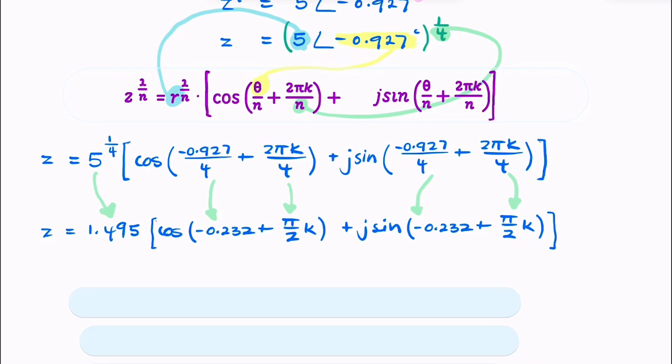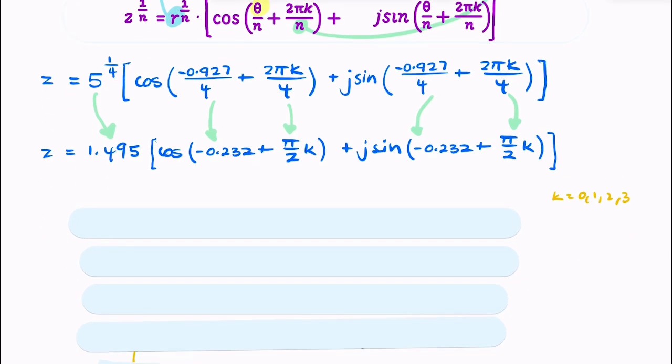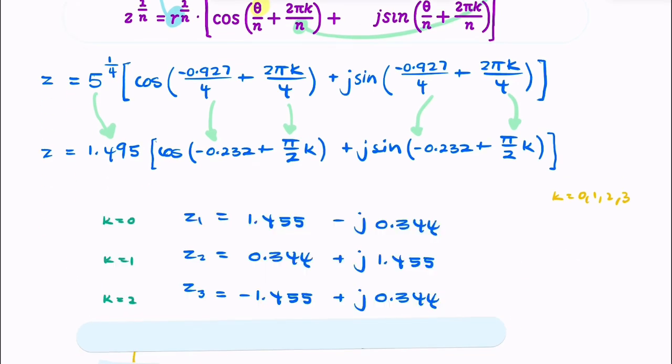Now remember, k is 0, 1, 2, until n minus 1. So in our case, n is 4, so it'll be 0, 1, 2, 3. So there should be 4 values that we're trying to find. So z1, z2, z3, and z4.